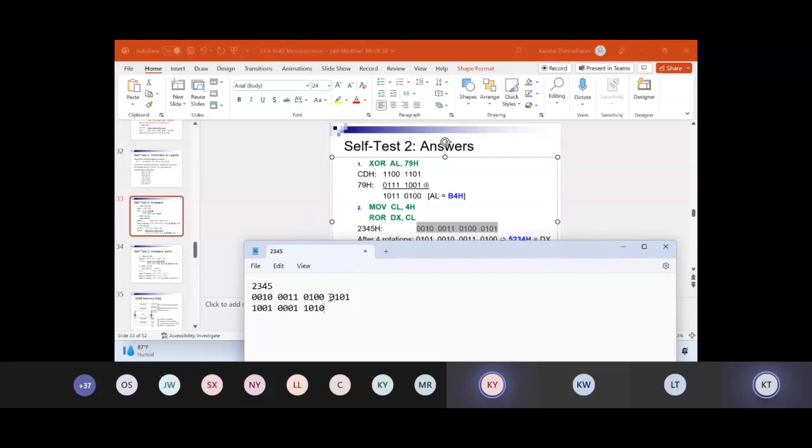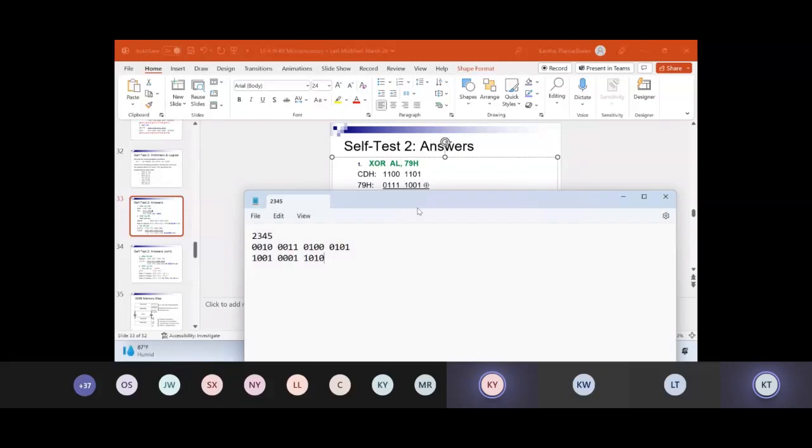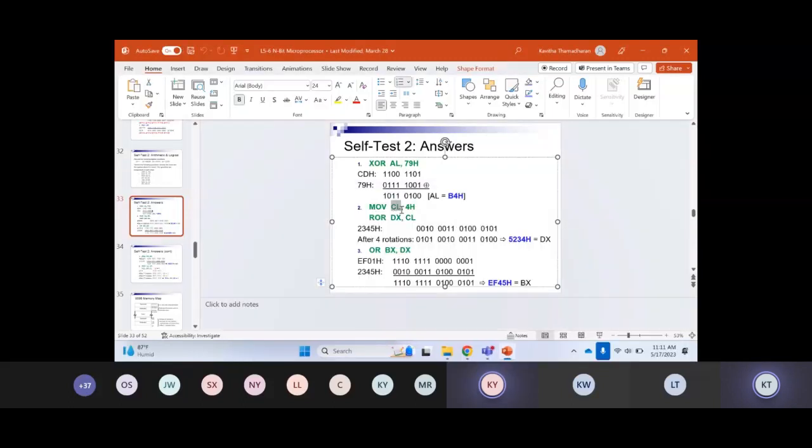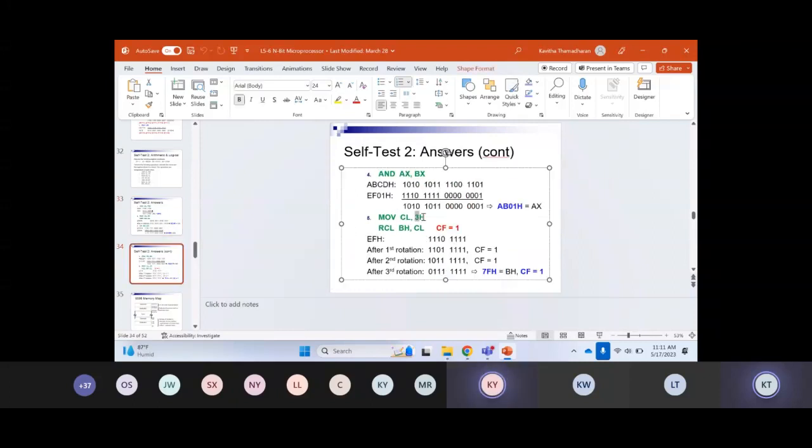This one I know how to rotate, but how do we know how many times we need to rotate? Here we already give you the value 4. Move 4 into CL. So basically, when you move something into CL, or let's say CH or whatever, that is the number of times that you rotate. You rotate this 4 times. Okay, so in this question you rotate 3 times. Oh, okay, I understand.